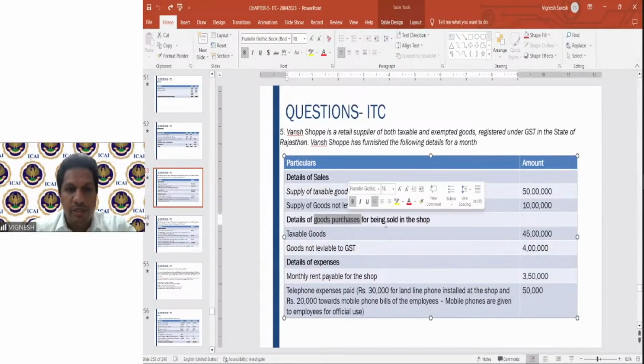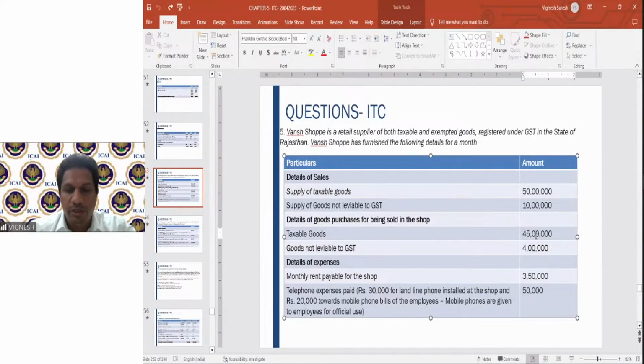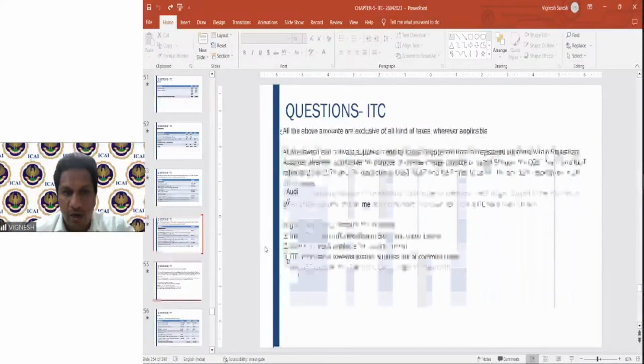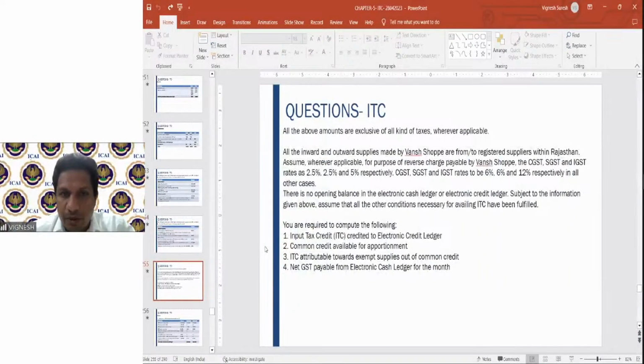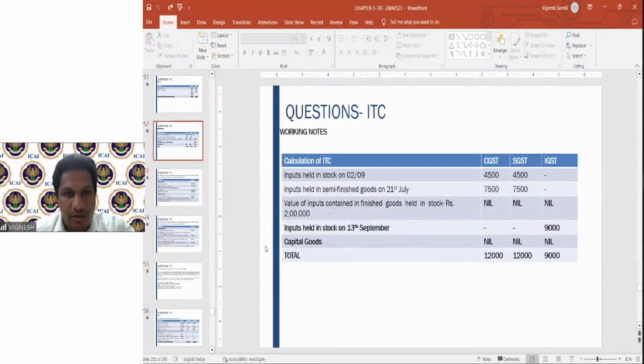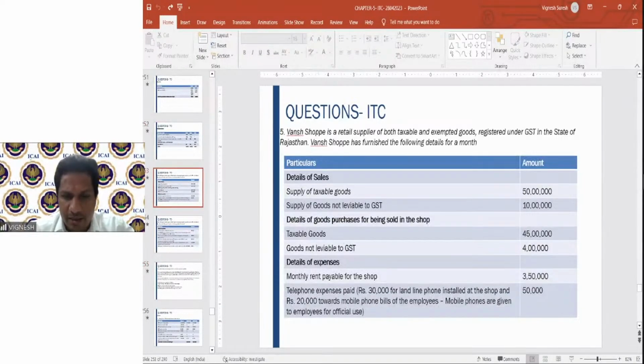Details of goods purchased for being sold in the shop. Taxable goods is purchased at 45 lakhs. Now, what is the rate of GST which is given? For taxable goods, everything is inward supply. Reverse charge is 2.5%, that is the rate, and 12% in all other cases. So in this case, 45 lakhs is the first one: 45 lakhs, CGST 12%, SGST 12%.